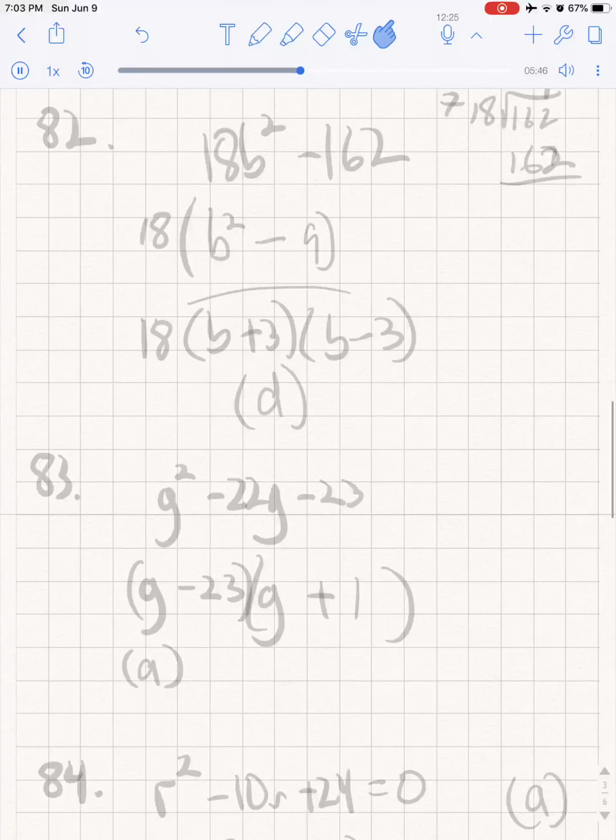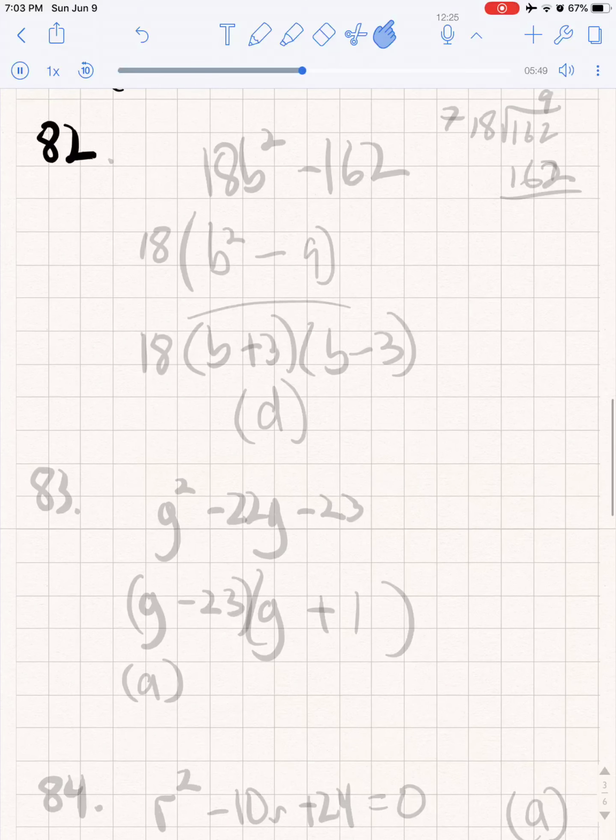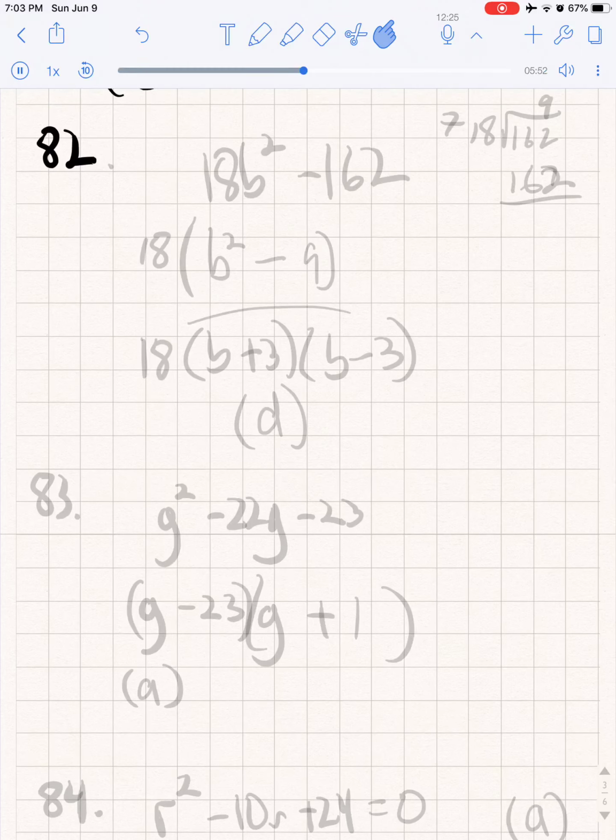That's review. We did that. 82. These are all review. None of this is new. That's why I'm going fast. We have 18b squared - 162. How do you factor that?